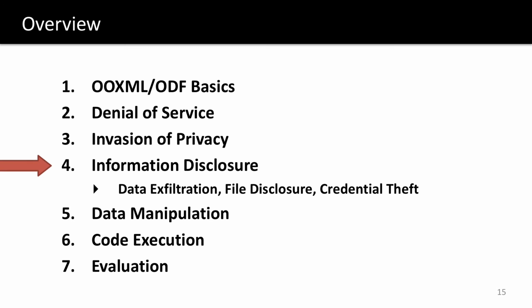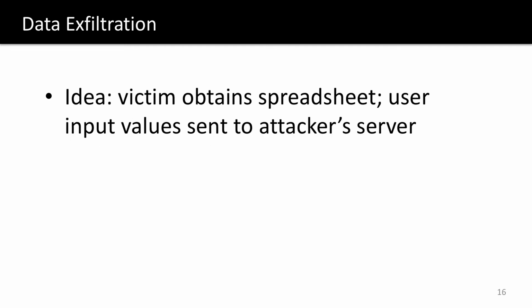Now our next attack class is information disclosure, leading to the exfiltration of spreadsheet data, local files on disk, or even NTLM user credentials. Let's start with spreadsheet data exfiltration. The idea of this attack is as follows. The victim downloads an OOXML or ODF spreadsheet from an attacker-controlled source, like, for example, a spreadsheet template to track personal finances, and then inserts sensitive information here.